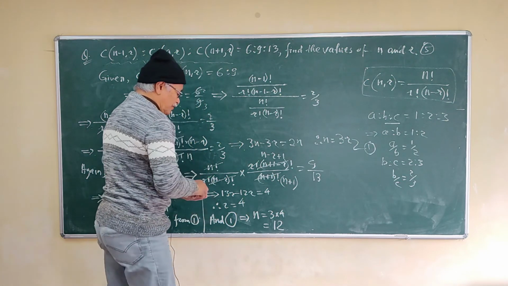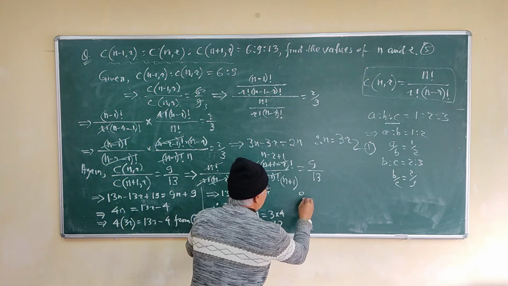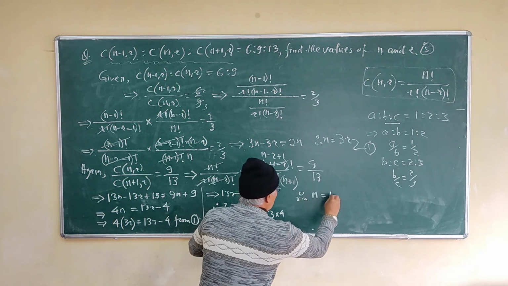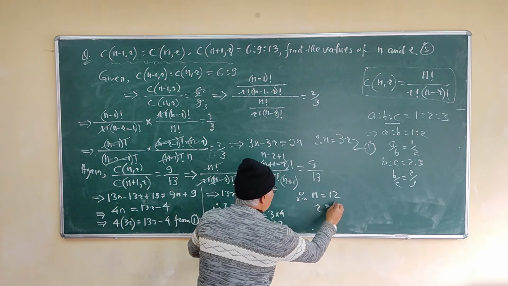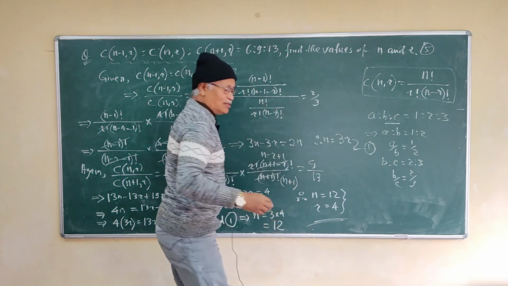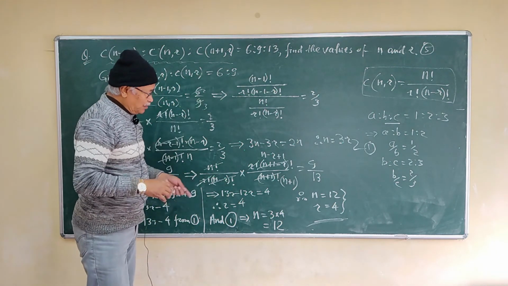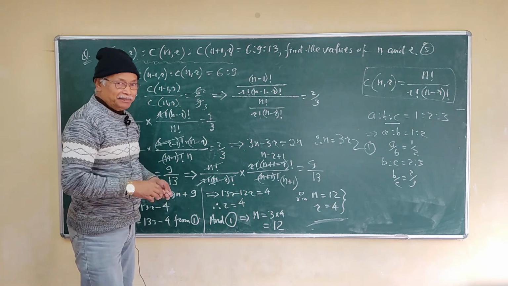So therefore the required values of n and r are what? Therefore n is equal to 12 and r is equal to 4. Okay, so that's the answer. If you come across this kind of question, that is the way you try to solve it out.